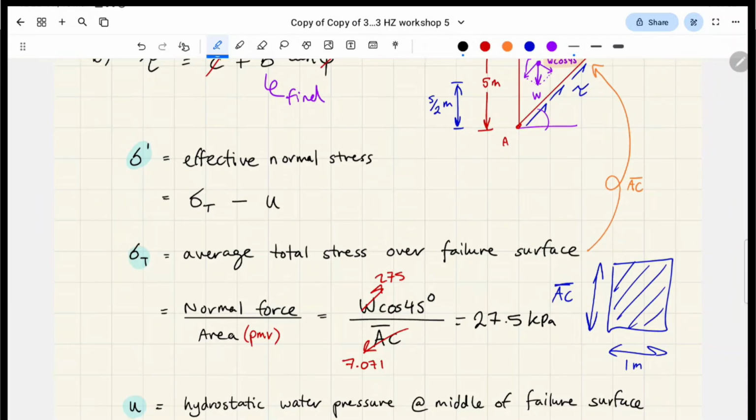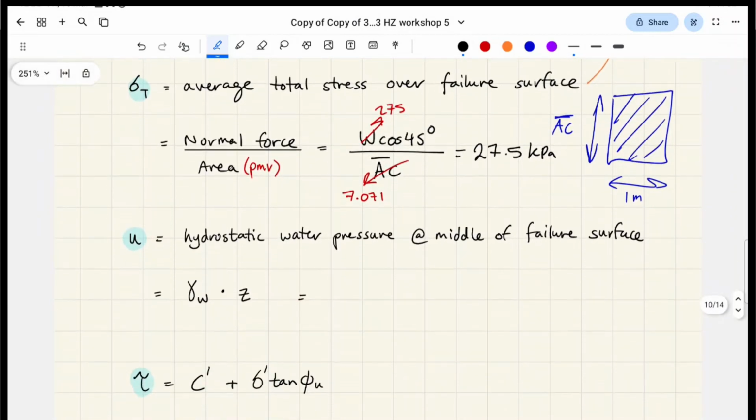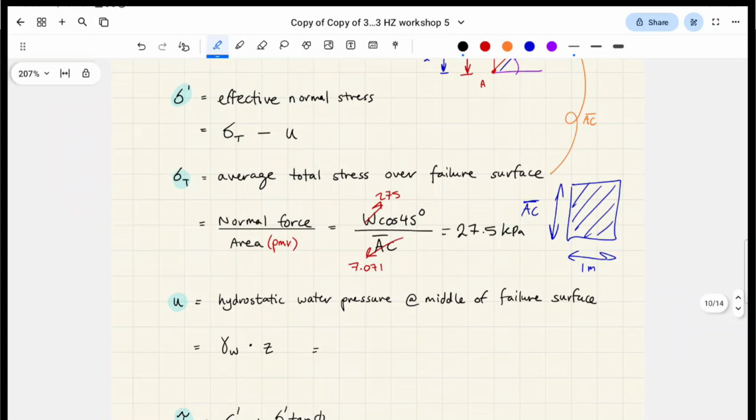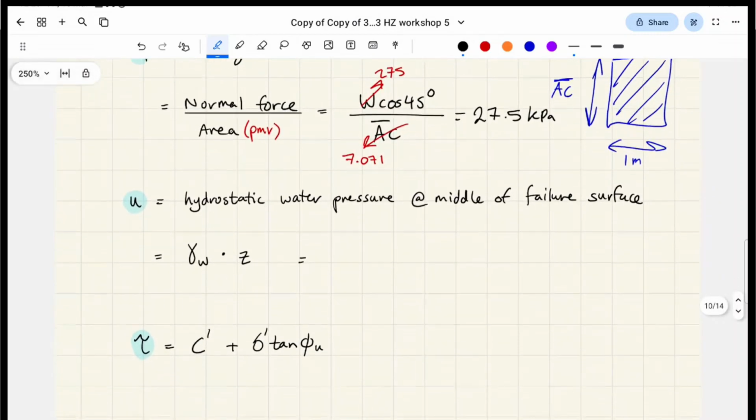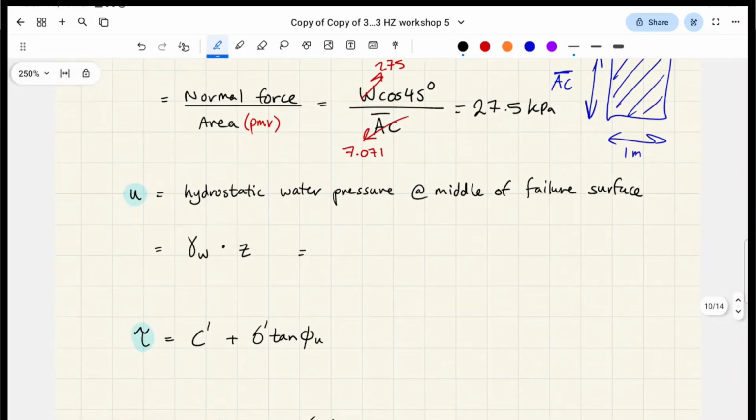Makes sense? So U is going to be the hydrostatic water pressure at the middle of the failure surface. Now this is an assumption. Usually in soil mechanics, they'll tell you exactly the height of the water table when you're doing the effective stress calculations. Here, we're not really given any information except that we have to conduct this drained analysis. The assumption that the solutions give, and I've emailed the lecturer, but he hasn't replied yet, as to why the assumption is the middle of the failure surface.